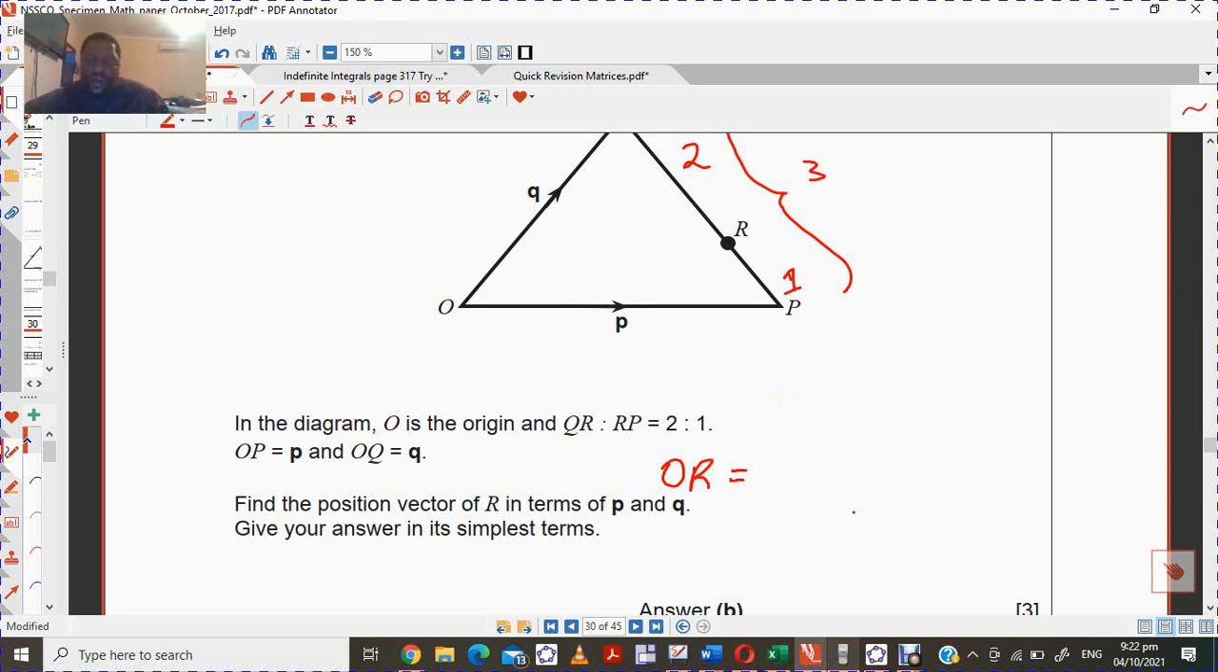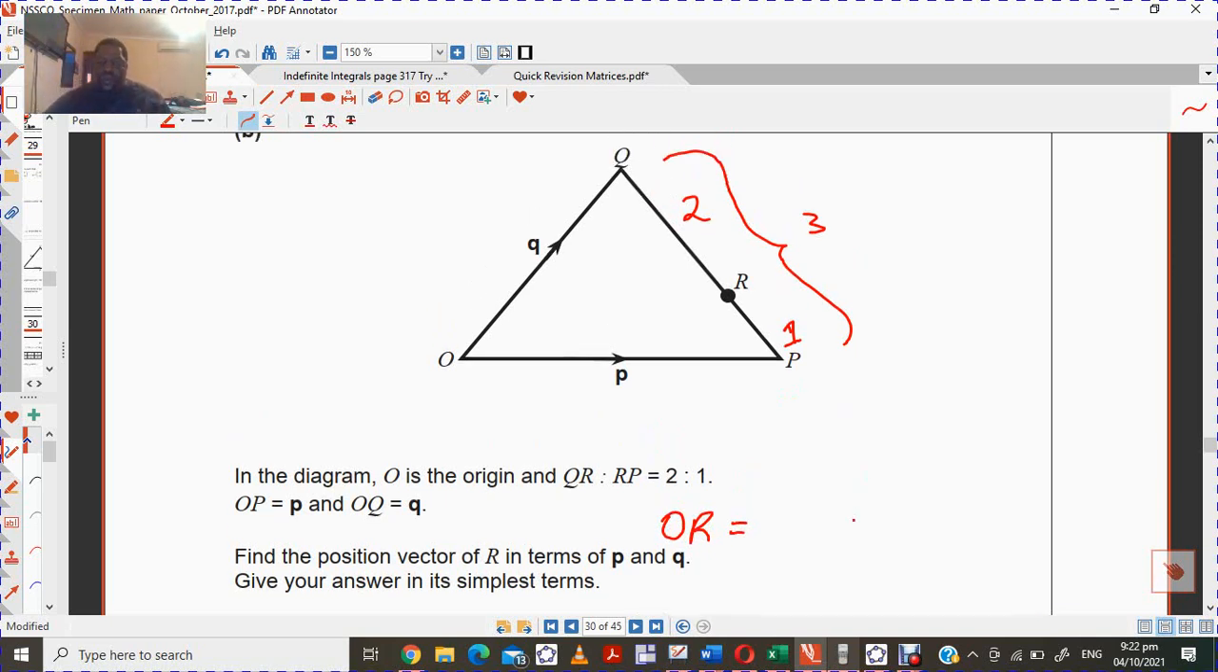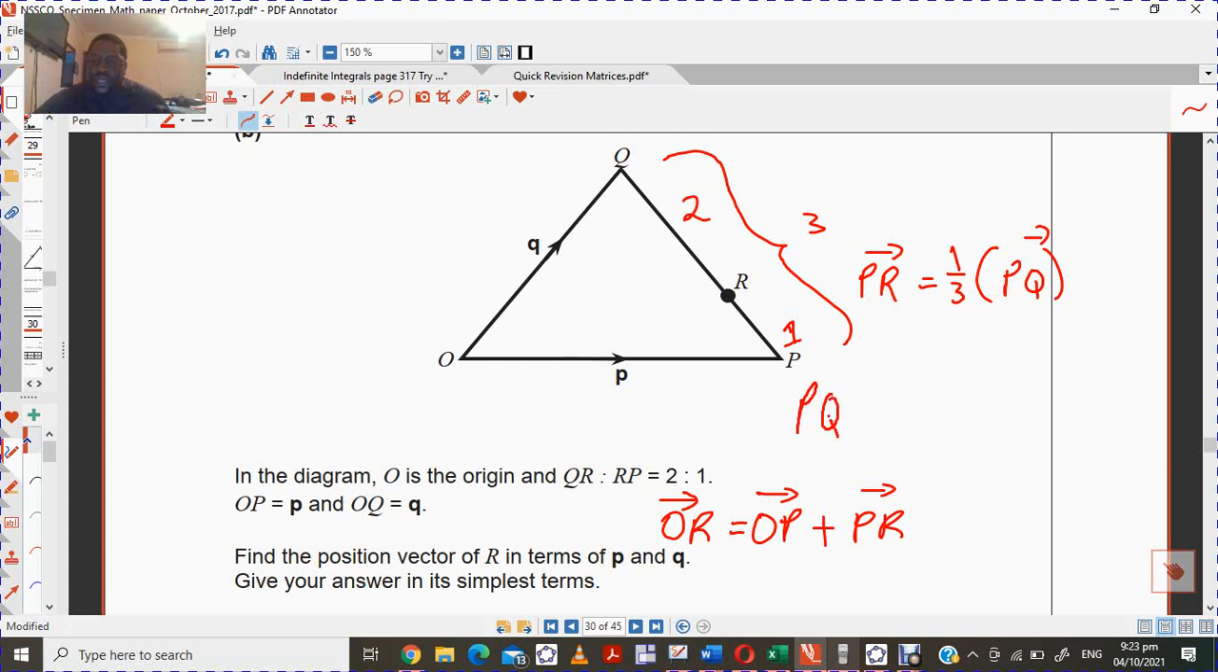Now let's look and see how one can go from O to R. Think of a way that you travel. O to R can be the same as O to P plus P to R. But here's the thing. P to R, these are vectors. P to R is 1/3 of whatever P to Q is. You agree with me? Good. So I'll be actually calculating PQ. So let me find PQ.